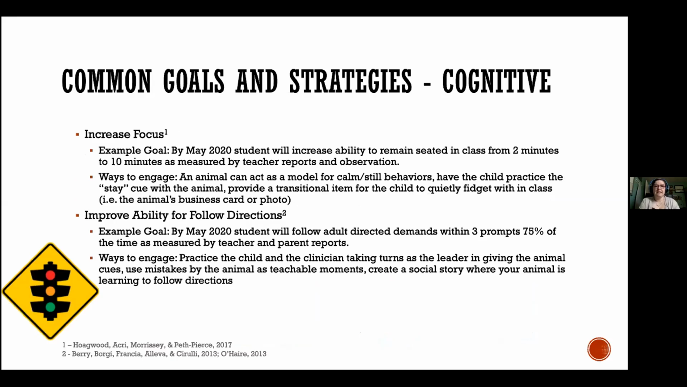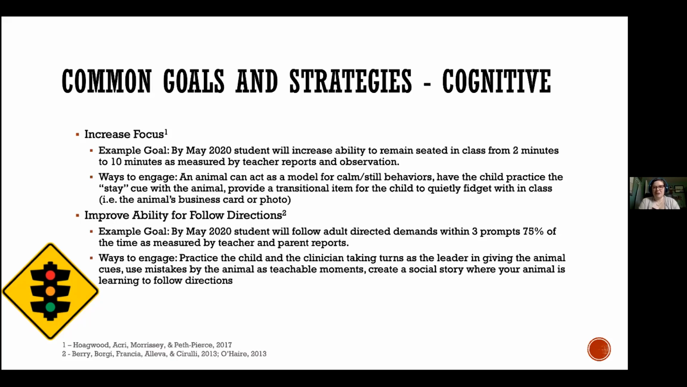So just getting into the nitty gritty here, I've separated this into 4 different domains. We're going to start with some cognitive goals and areas that literature has shown animal-assisted interventions to be effective. The first one that we're looking at is focus. And I just quickly wrote a little focus goal here that you might see in a school-based setting. By May 2020, student will increase ability to remain seated in class from 2 minutes to 10 minutes as measured by teacher reports and observation.